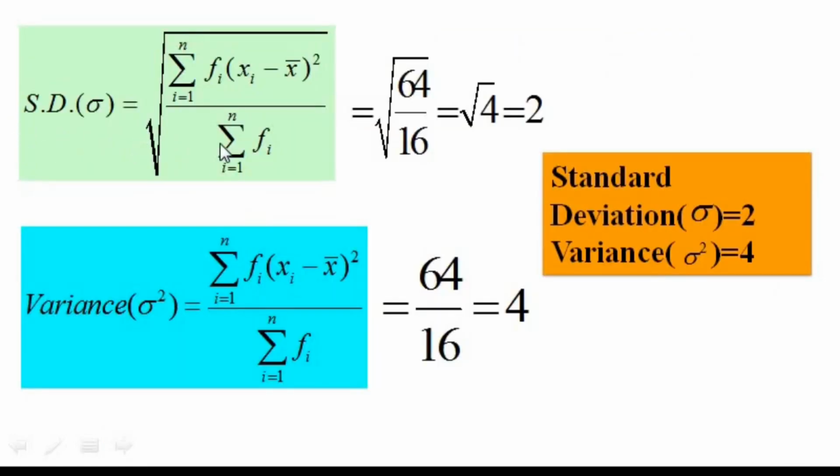Then apply the formula and put in the values. Summation fi times (xi minus x bar) squared is 64, and summation fi is 16. Square root of 64 divided by 16, which is 4. Square root of 4 is 2. And simply the variance will be 4.